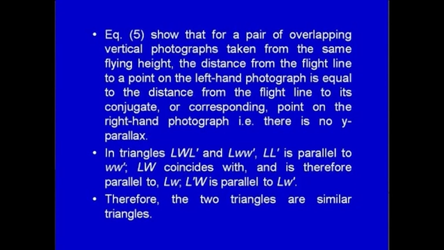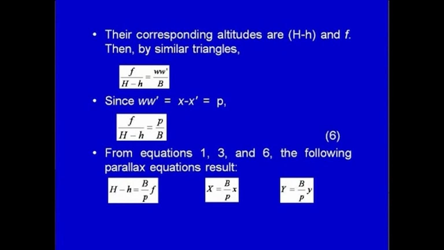Now, considering the triangles capital L, capital W, capital L dash and capital L, small w dash: capital L, L dash is parallel to small w dash, L w coincides with and is therefore parallel to L w, and capital L dash w dash is parallel to capital L w dash. Therefore, the two triangles are similar triangles. Their corresponding altitudes are capital H minus small h and f.